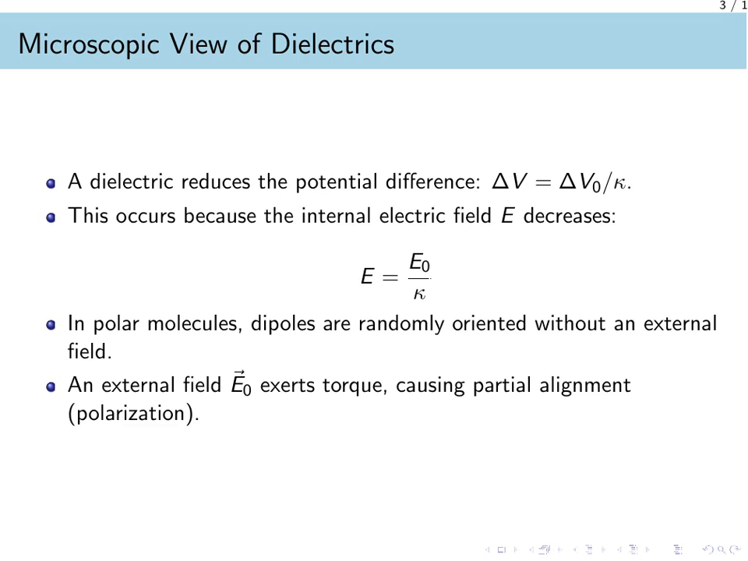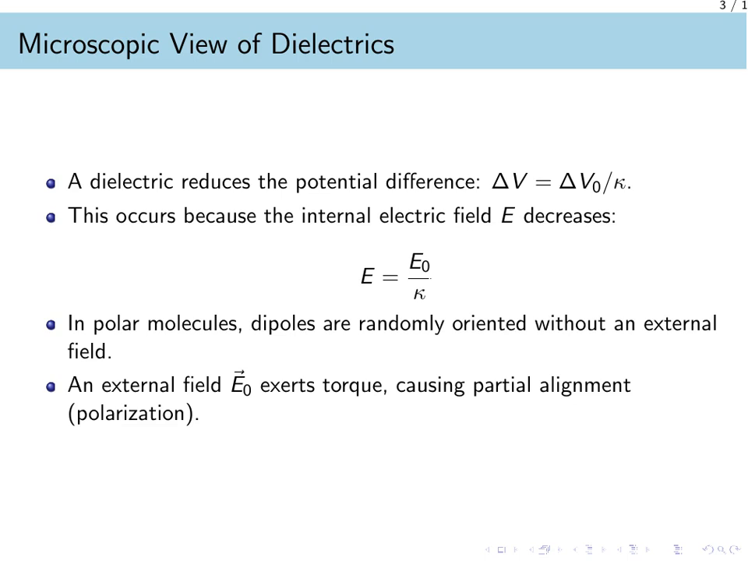Let us begin with a microscopic view of dielectrics. When a dielectric is introduced into a capacitor, it reduces the potential difference across the plates by a factor called the dielectric constant, denoted by the Greek letter kappa. This reduction in potential difference occurs because the internal electric field decreases. Specifically, the new electric field equals the original electric field divided by kappa.